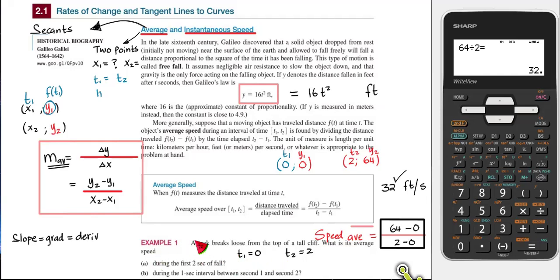All right. The next one, we are supposed to calculate again the average speed. Now, look at what they say. They say during the first second interval. Between what? They say between second 1 and second 2. So that means they say, okay, guys, you got the first second. T1 will be just 1. Now, how is it changing? What is the interval? By how much is time increasing?